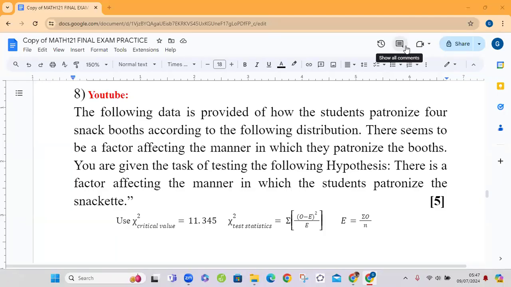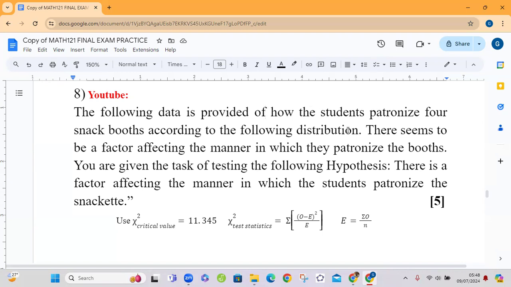In this video, we are going to discuss number 8. It says the following data is provided with regards to the students' patronage of 4 snack booths according to the following distribution. So there seems to be a factor affecting the manner in which they patronize the booths.